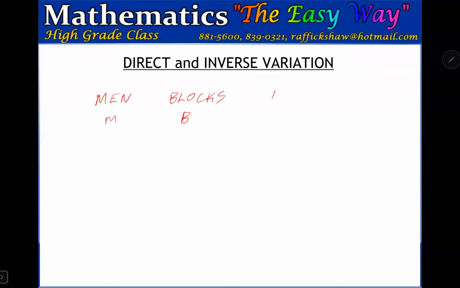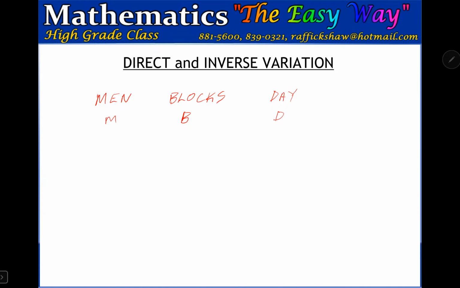And they work a number of days, and the number of days is D. So these are quantities that are changing. M means the number of men. B is a count of the blocks, the number of blocks that are made by the men. And D is the number of days that it takes to make the blocks.